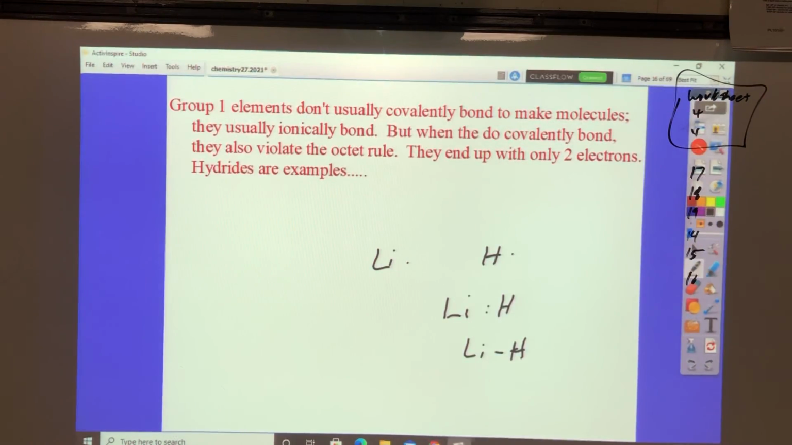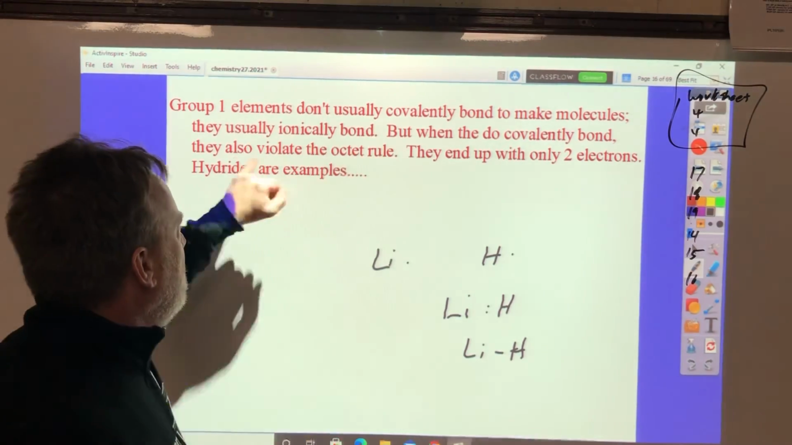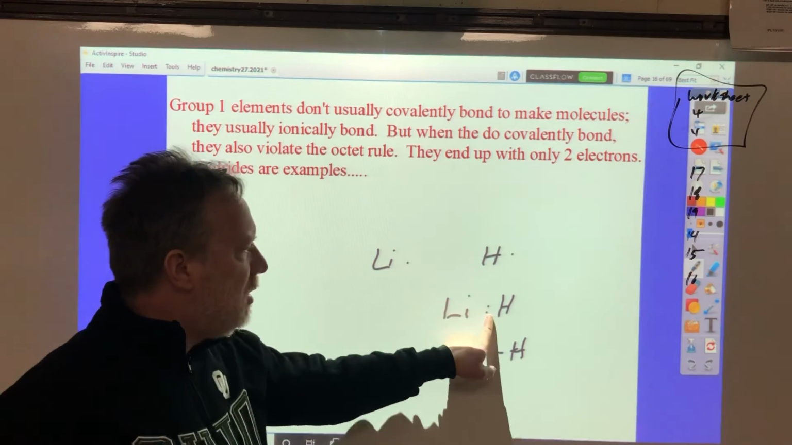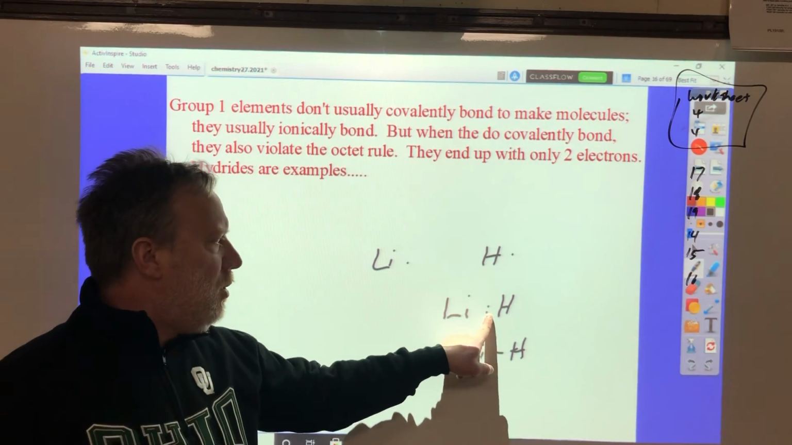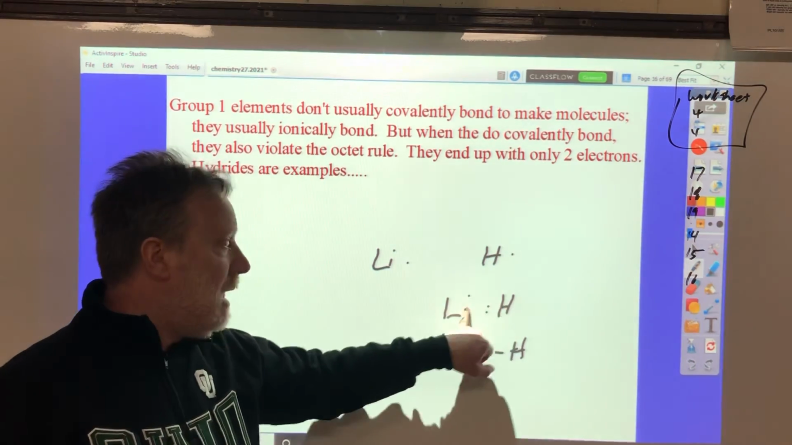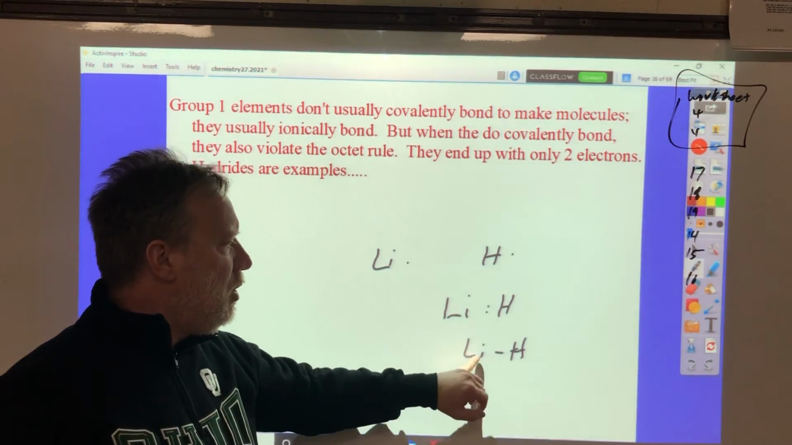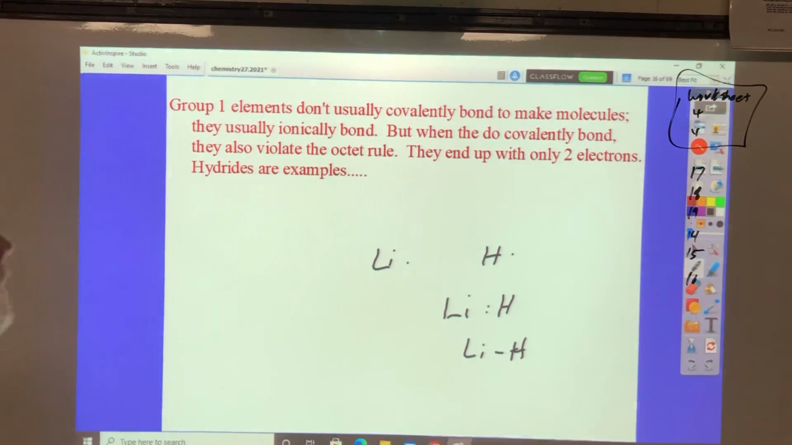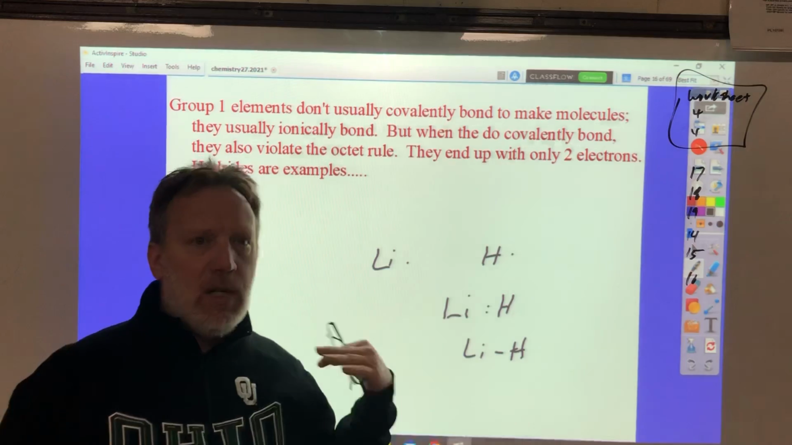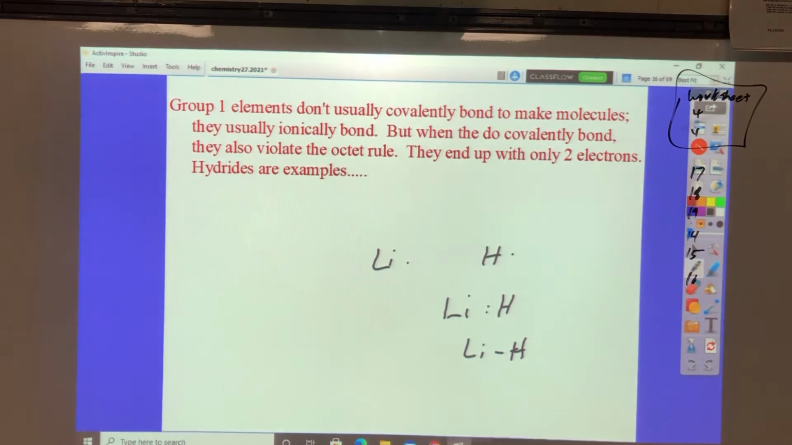However, they can covalently bond. And when they do, they violate the octet rule also. They don't end up with 8, they end up with 2. So an example of this would be lithium bonded to hydrogen covalently. You get lithium hydride. And these would be linear, and they're not all that particularly interesting in this chapter, at least, to talk about.